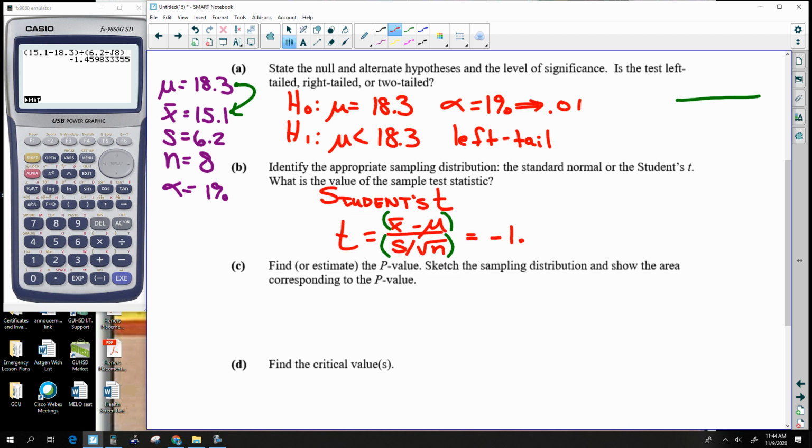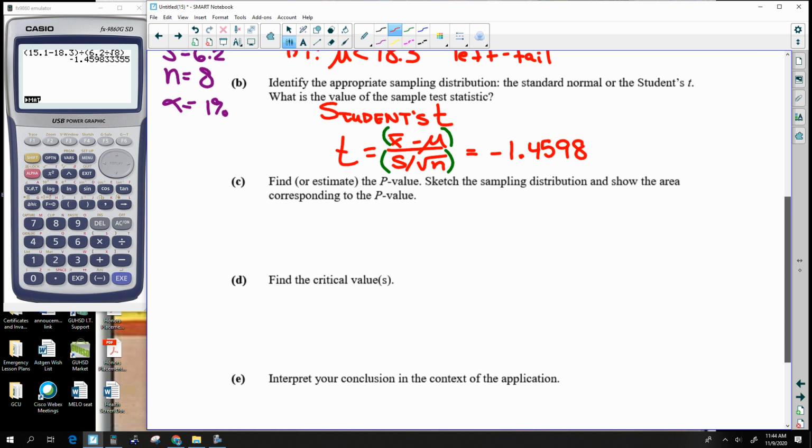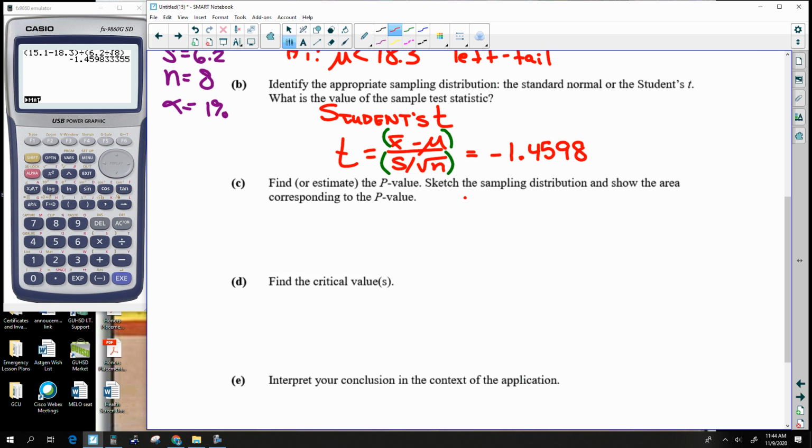So this is negative 1.4598. So the next step is the p-value, which is built upon, in this case, a t of negative 1.4598. Just look it up as a positive. And then you need a degree of freedom to make the t-table work. That's n minus 1. So if n is 8, my degree of freedom is 7.